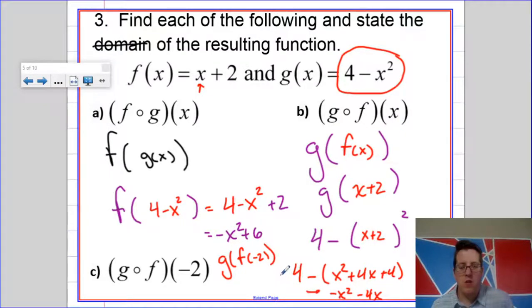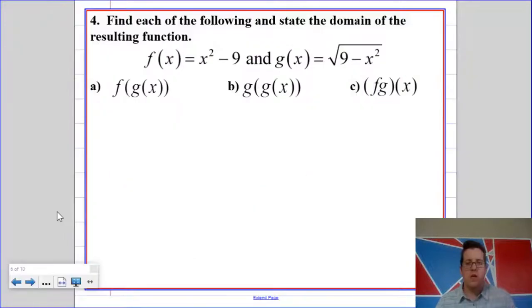Okay, so working from the inside out means finding f of negative 2. So f of negative 2 is 0. Then doing g of 0, which is 4. That's the exact same thing that you would get if you plugged into this function. You would also get 4, and that's kind of the point of all of this.